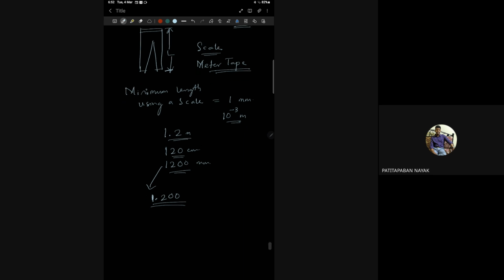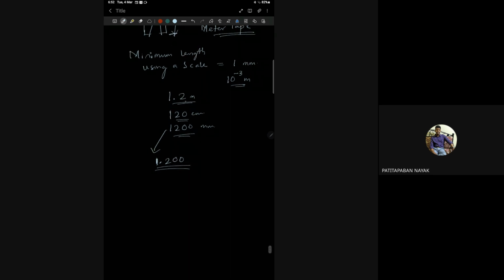So why am I writing this? When I say 1.2 meter, you hardly care about what is beyond 2. When I write 120, you hardly care if there is a decimal point 1 or point 2 like that. When I said 1200 millimeter, these zeros are important. It's not 1250, it is 1200, right?